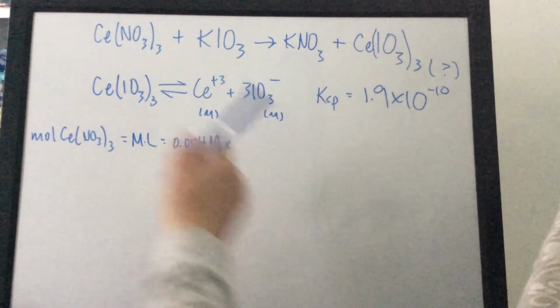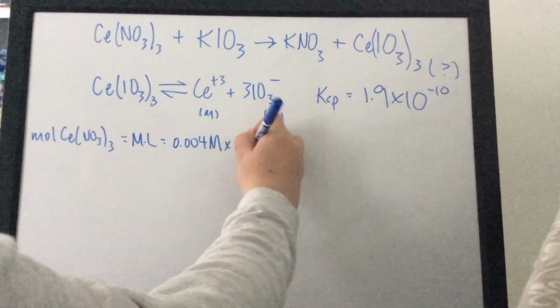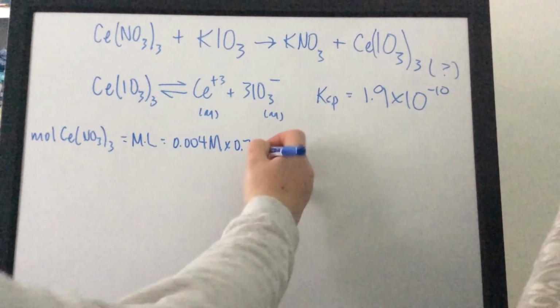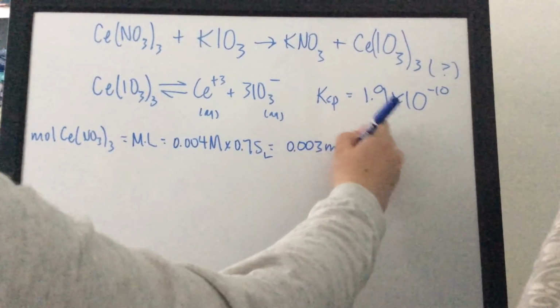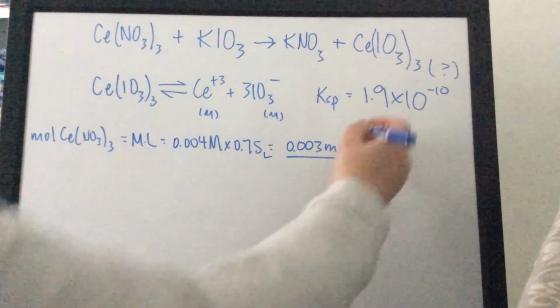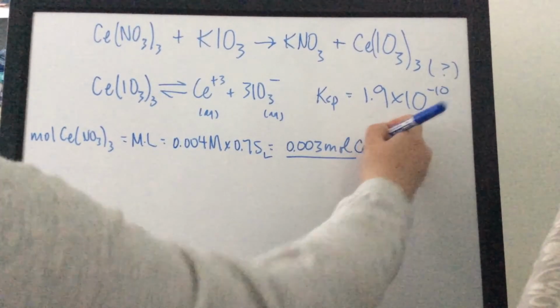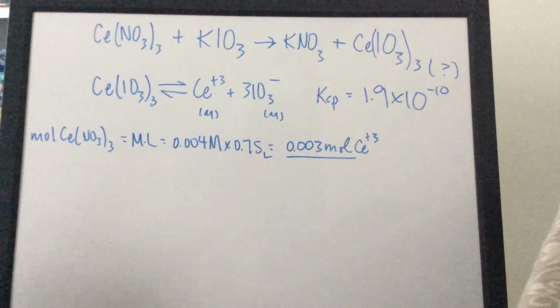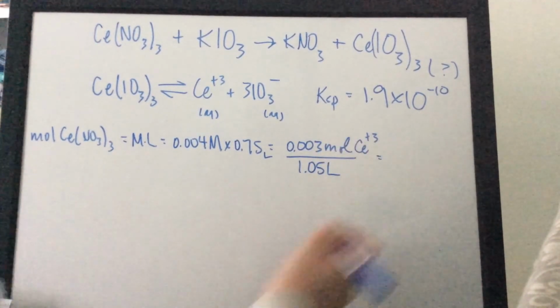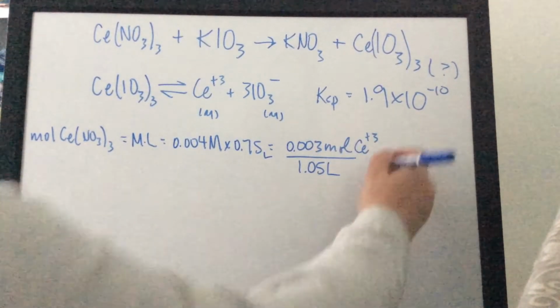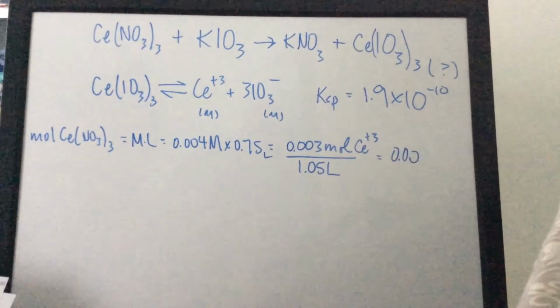My liters were 750 mils, so 0.75 liters gives me 0.003 moles of the whole thing, but also the ion, because it's a 1-to-1 relationship. This time they weren't so nice to me. I had a total volume of 750 and then 300, so it's 1,050 milliliters. So my total volume is 1.05 liters. So I need to take that into account here. Do my math, and I get the concentration of this.